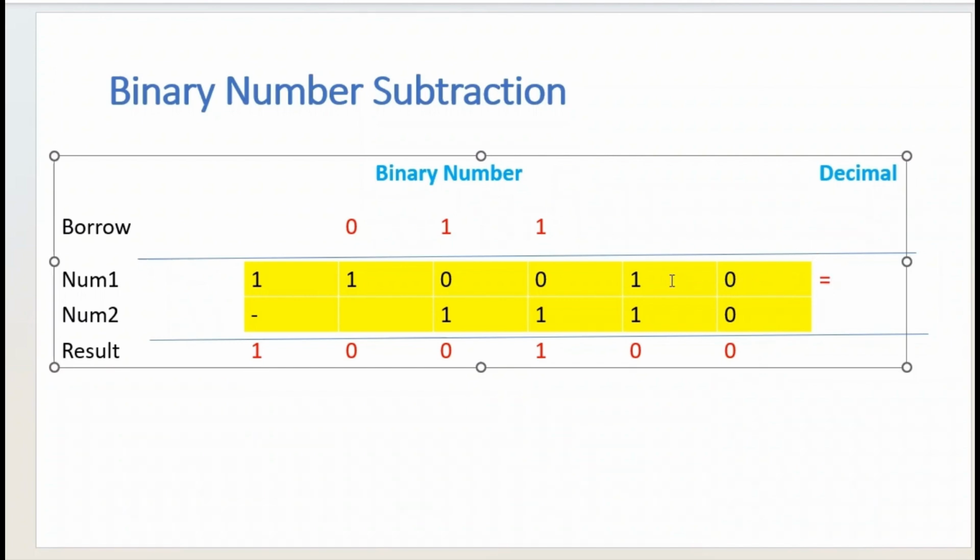So the first number is 32 plus 16, 48. 48 plus 2 is 50. And the second number is 8 plus 4, 12. 12 plus 2, 14. Now let's see the result. This is 32 plus 4 is 36. So we know that 50 minus 14 is 36. So our computation is right.